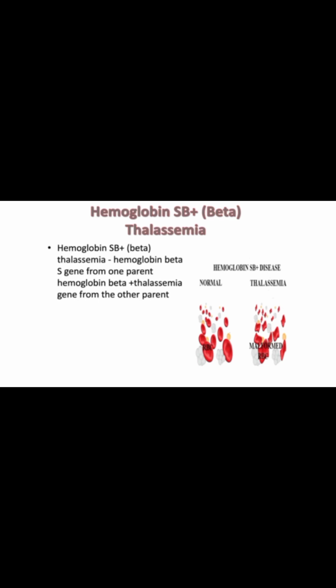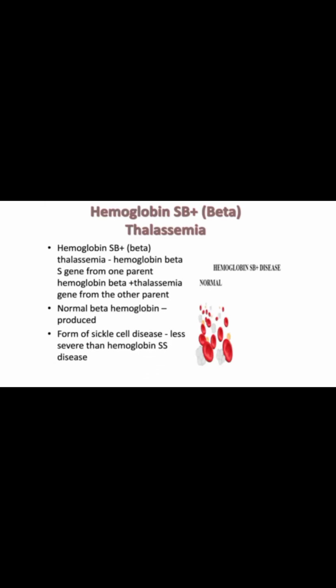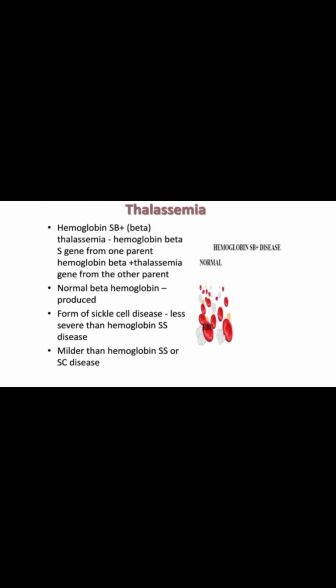Hemoglobin S beta thalassemia. Hemoglobin S beta thalassemia occurs when the hemoglobin beta S gene from one parent and a hemoglobin beta thalassemia gene from the other parent are inherited. Some normal beta hemoglobin is produced but in reduced amounts. Because the body produces some normal hemoglobin, this form of sickle cell disease is less severe than hemoglobin SS disease. Symptoms are usually milder than hemoglobin SS or SC disease.